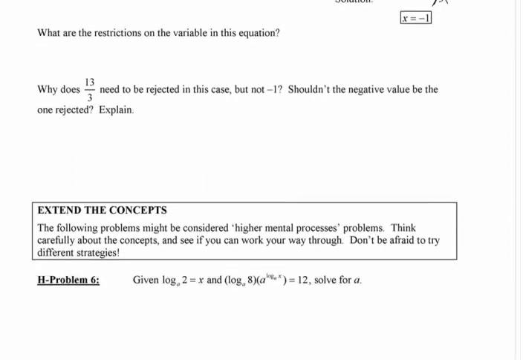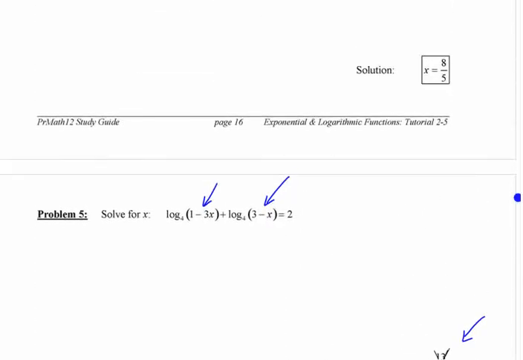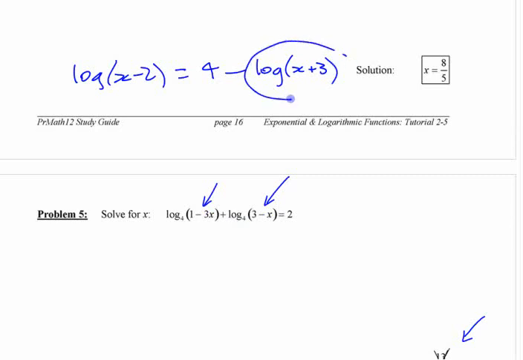What else have I put here for you? Everything I've put involves a plus. I probably should have put one that involves a minus, like log of x minus 2 equals 4 minus log of x plus 3. Really, you can change things around like you did before, right? You could move this to the other side and make it positive if that makes you feel better. You can work with equations just like we have already, moving things from side to side.